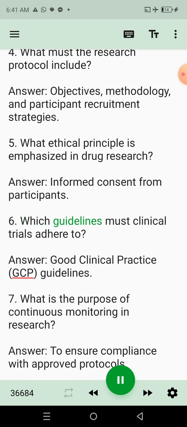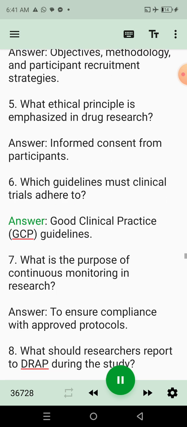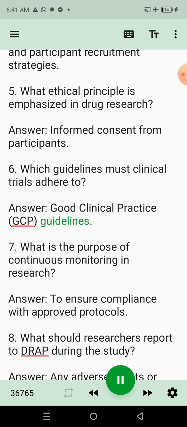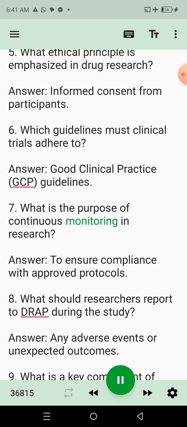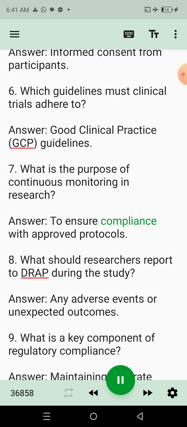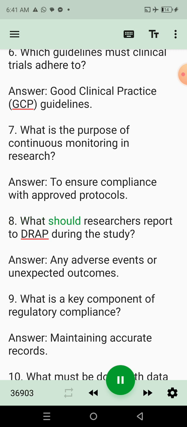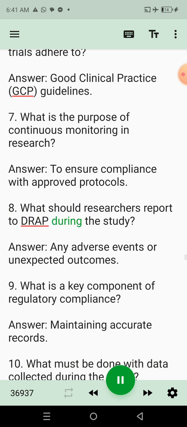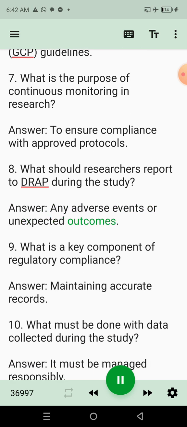6. Which guidelines must clinical trials adhere to? Answer. Good Clinical Practice (GCP) guidelines. 7. What is the purpose of continuous monitoring in research? Answer. To ensure compliance with approved protocols. 8. What should researchers report to DRAP during the study? Answer. Any adverse events or unexpected outcomes.